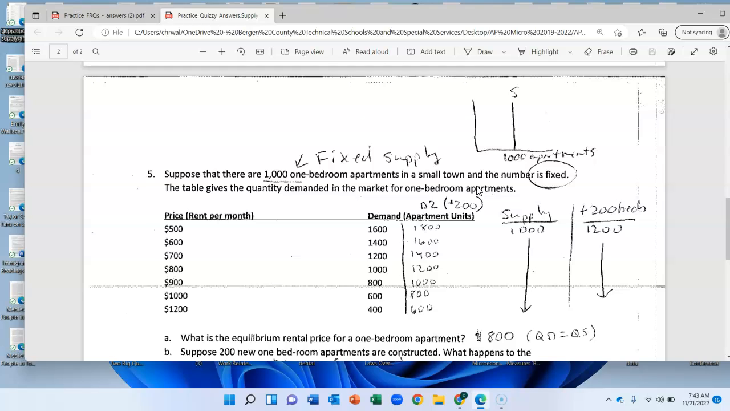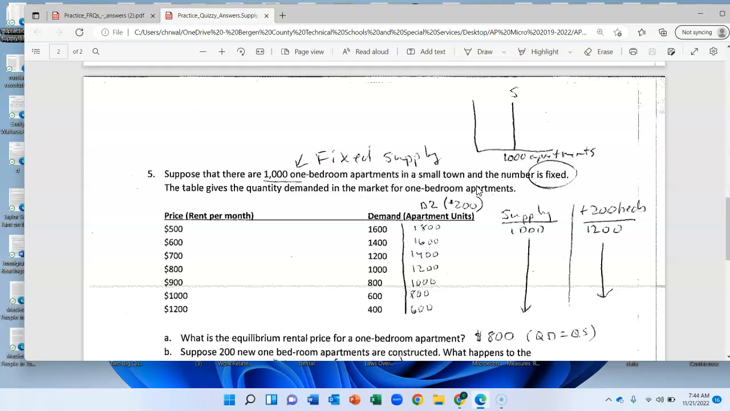So if I'm looking for an equilibrium price for the very first part A, what is the equilibrium rental price for a one-bedroom apartment? Well, that's going to be really straightforward. It's going to be $800 because the quantity demanded is 1,000 and the quantity supplied is 1,000. It's the only price where quantity supplied equals quantity demanded. If I was graphing that, I would have an equilibrium price at 800, equilibrium quantity at 1,000.